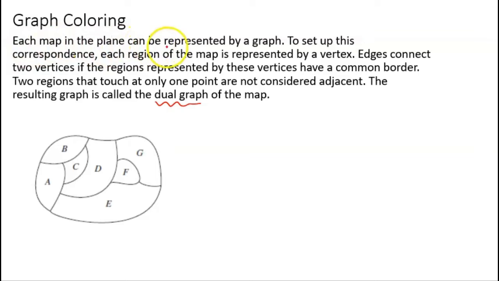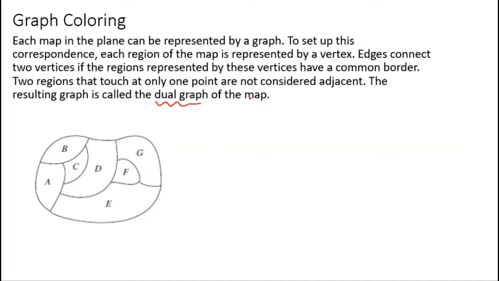Each map in the plane can be represented by a graph. To set up this correspondence, each region of the map is represented by a vertex. Edges connect two vertices if the regions represented by these vertices have a common border. Two regions that touch at only one point are not considered adjacent. The resulting graph is called the dual graph of the map.